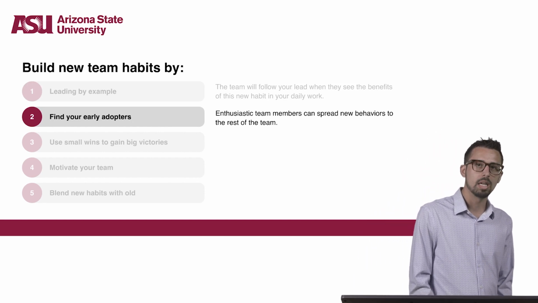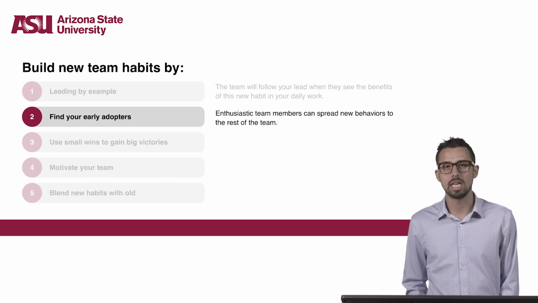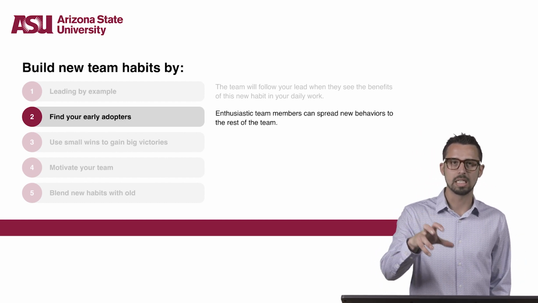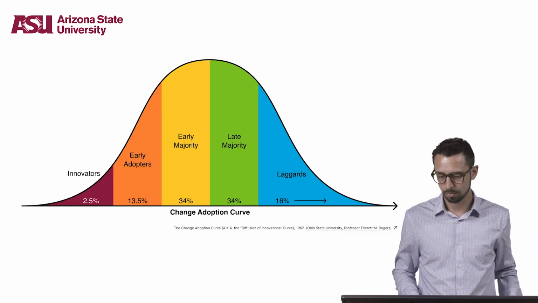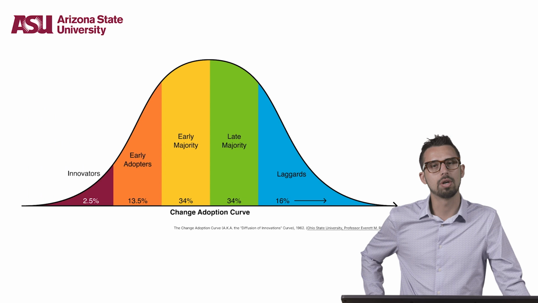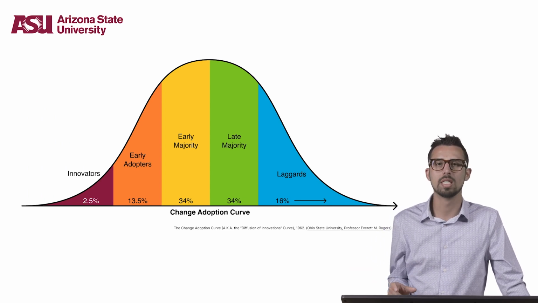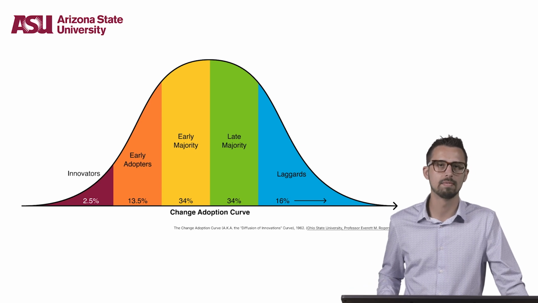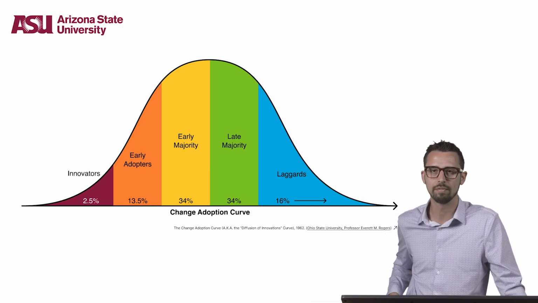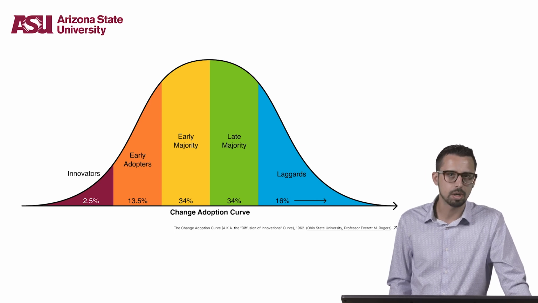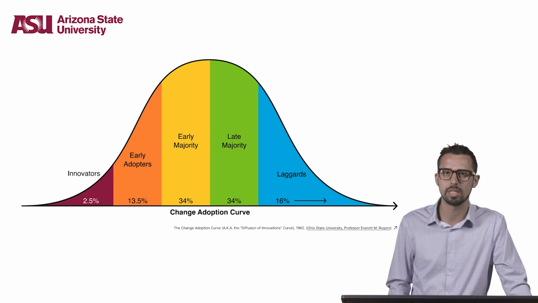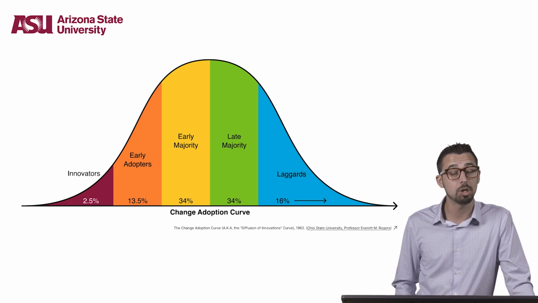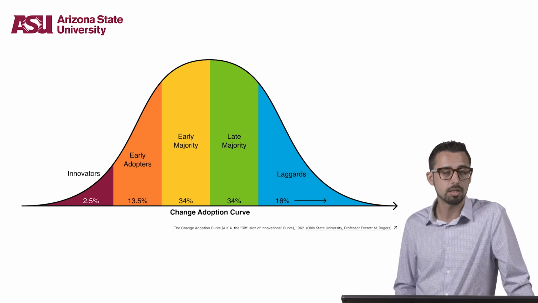Number 2, get assistance from some of the more enthusiastic team members who can quickly adopt new tools or new behaviors and spread them to the rest of the team. And just in case you've never heard of the term early adopters, this is where that comes from. This is what's called the change adoption curve, sometimes called the diffusion of innovations curve. It was theorized in a book called The Diffusion of Innovations by Ohio State University professor Everett Rogers in 1962. The book is still in print, and it's a good read, so check it out.